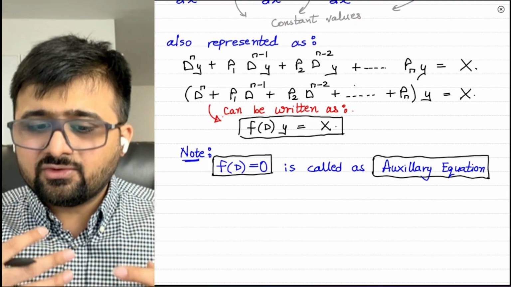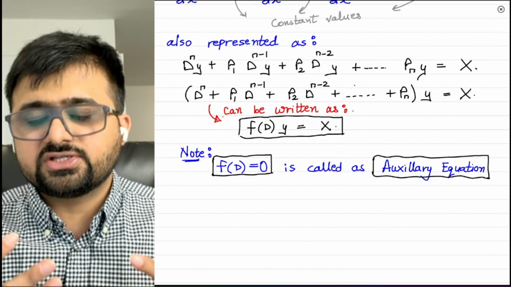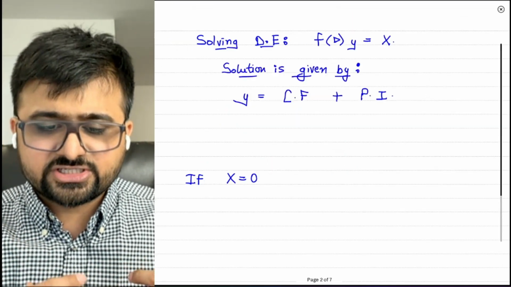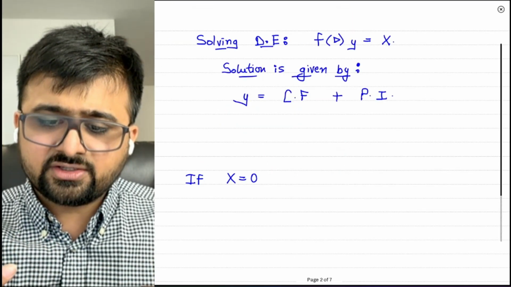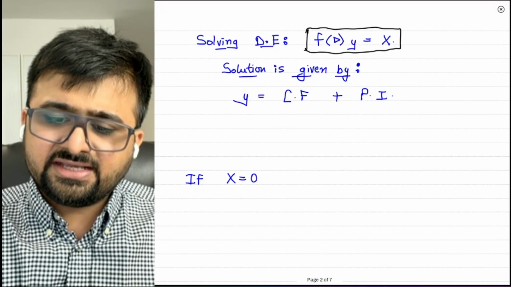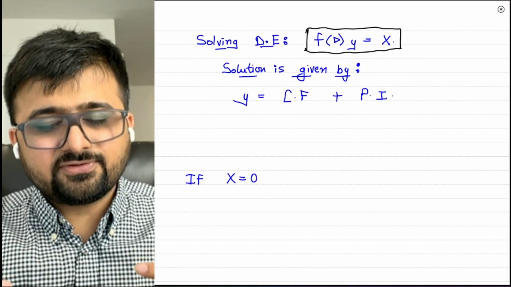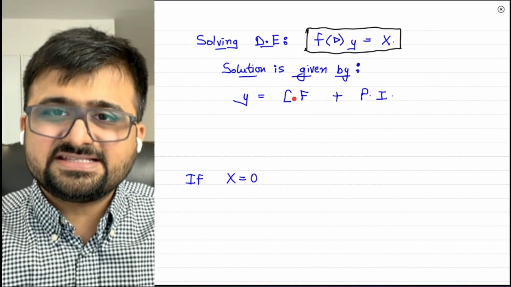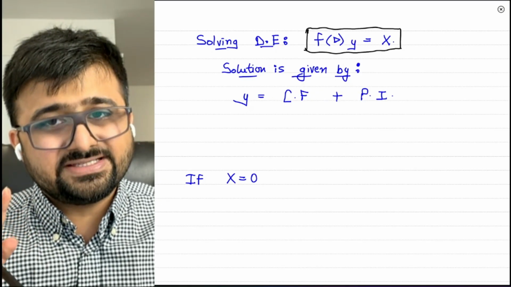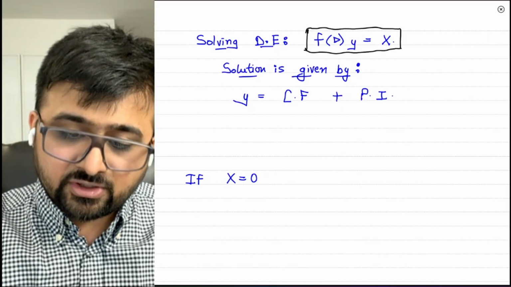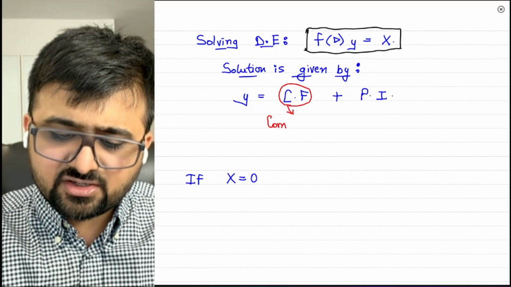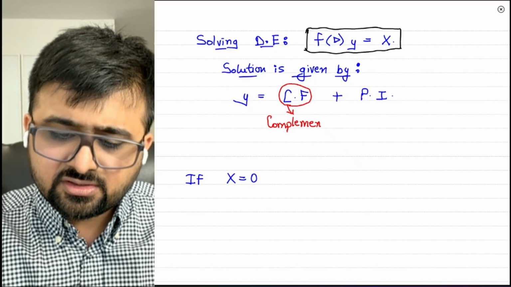Now let's see how we solve such a differential equation. In order to solve these higher order differential equations, which are of the form f(D)y equals X, the solution is given by y is equal to CF plus PI. So basically we have to calculate two values: one is CF and one is PI. Now what is CF? CF is the complementary function.